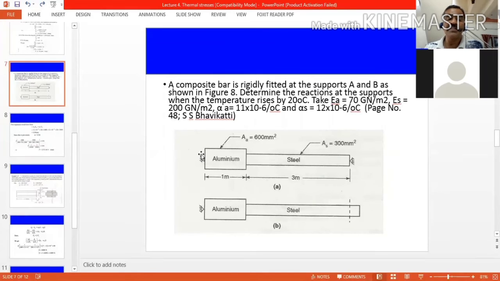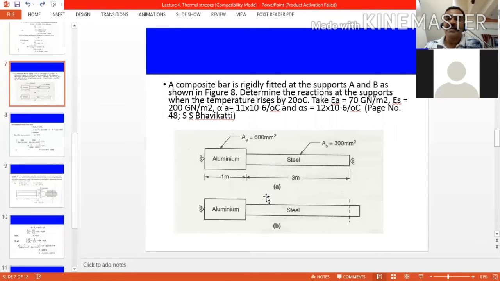If it is allowed to expand, no stress will be developed. We can calculate the expansion of aluminum separately, and the expansion of the steel separately, but it is not allowed to expand. So what will happen? If you restrict the expansion, that will be converted into stress.